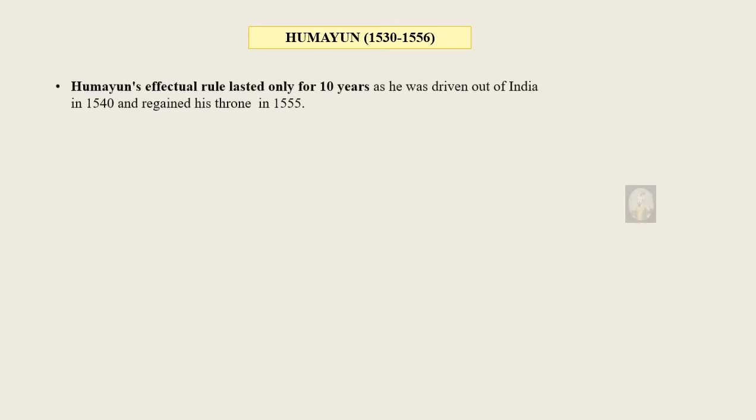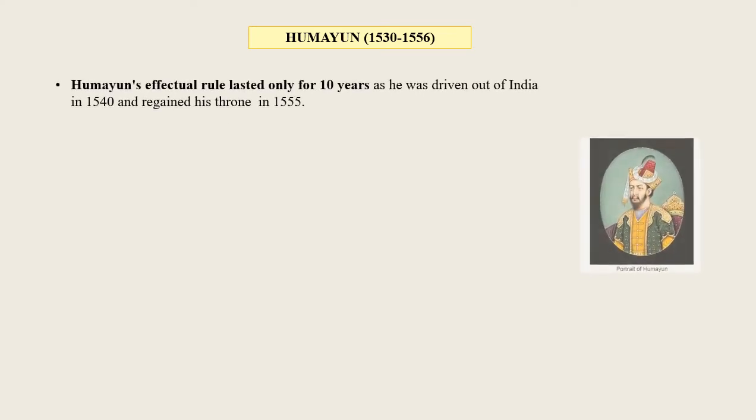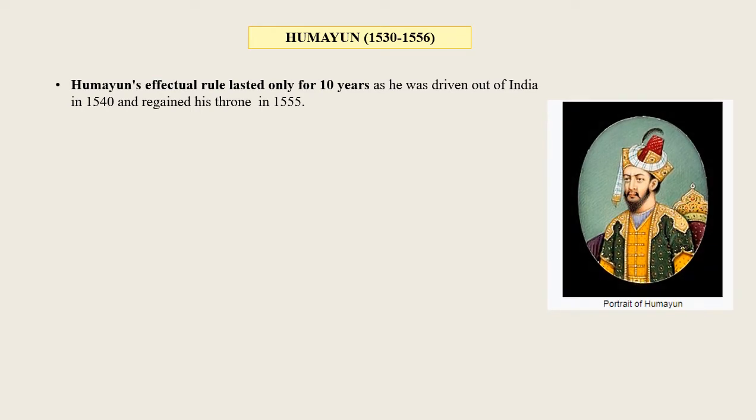Humayun, 1530 to 1556. Humayun's effective rule lasted only for 10 years because he was driven out of India in 1540 and regained his throne only in 1555. There was political confusion and economic unrest when Humayun ascended the throne in 1530. The Afghans had not been subdued and under Sher Khan, that is Sher Shah Suri, were nursing the hope of driving the Mughals out of India.